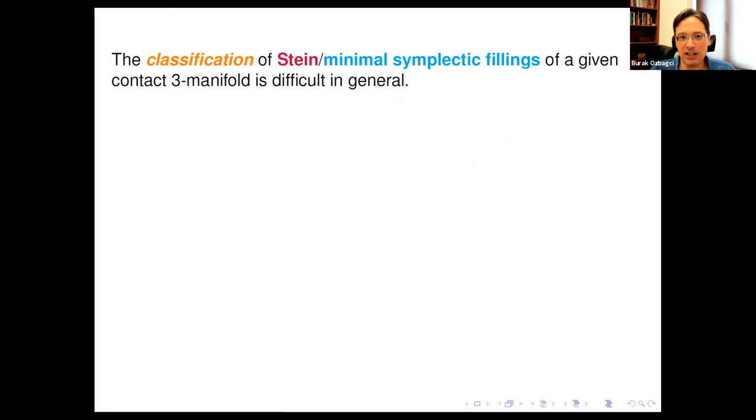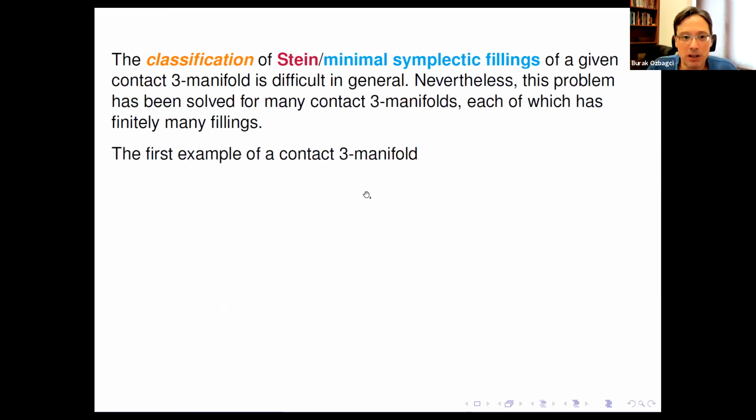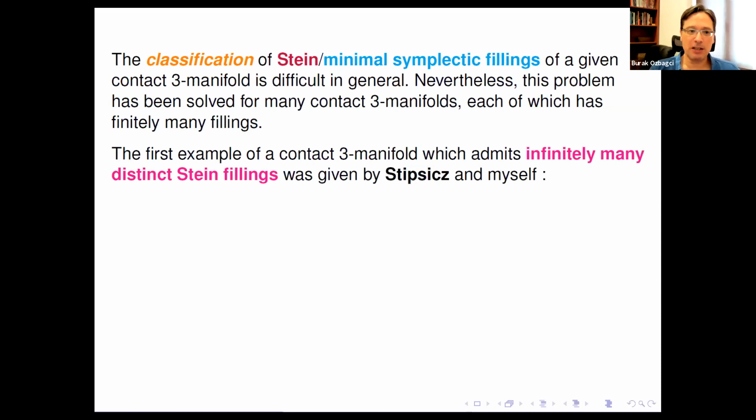There are many techniques coming from holomorphic curves. Nevertheless, this problem has been solved for many contact three-manifolds, each of which has finitely many fillings. Again, there's a list of people who worked on this subject, and I don't have time to list all of them. But the first example of a contact three-manifold which admits infinitely many distinct Stein fillings was given by András Stipsicz and myself. Let me explain this example.